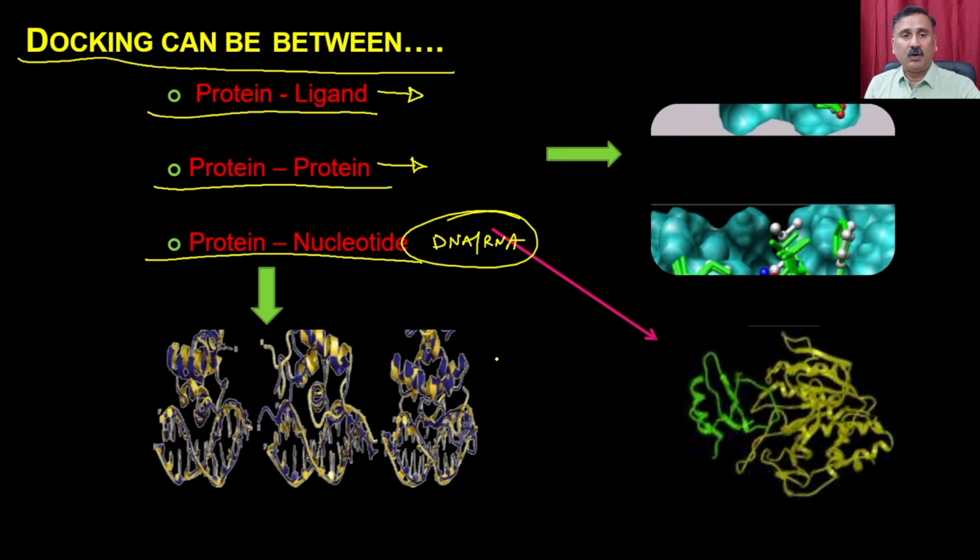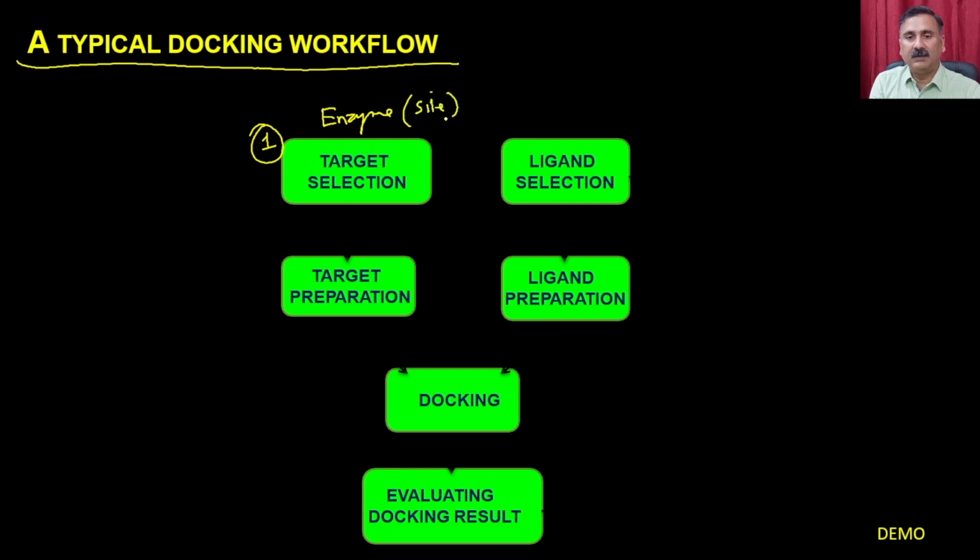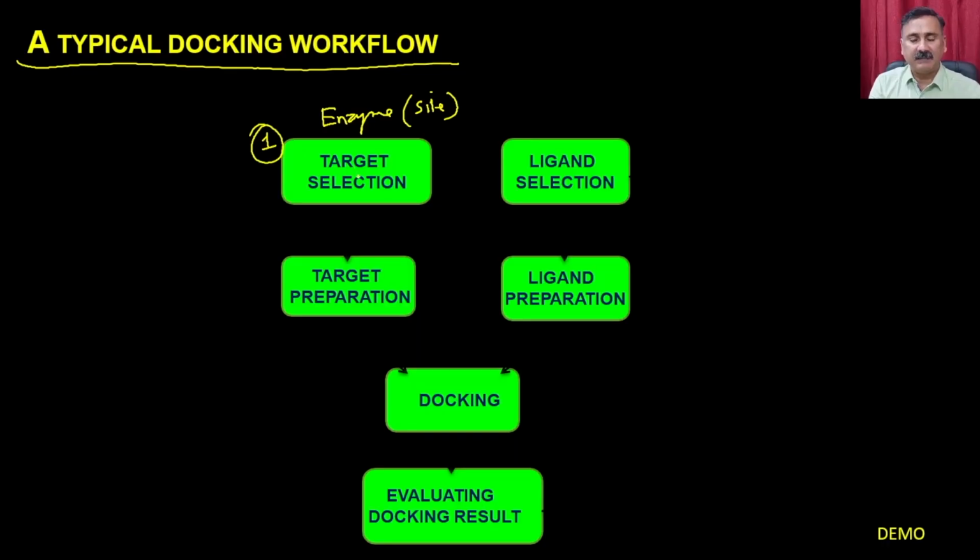Now, when you want to do a docking experiment, you are going to follow different steps of a workflow. First, number one, you do the target selection, which means you select the enzyme, and not only the enzyme, you also select the binding site. There are multiple procedures and multiple steps for how you can select the target. Once you have selected the target, then you are going to prepare the target. This means you are going to have different types of procedures.